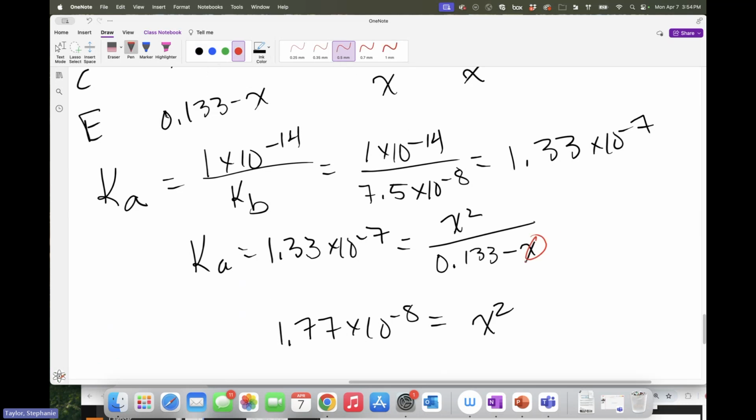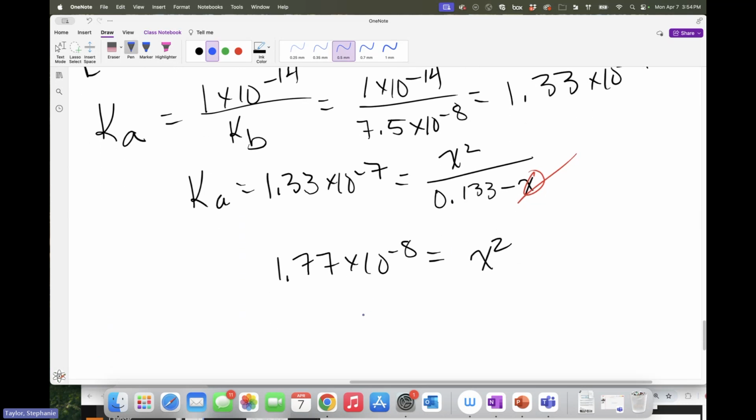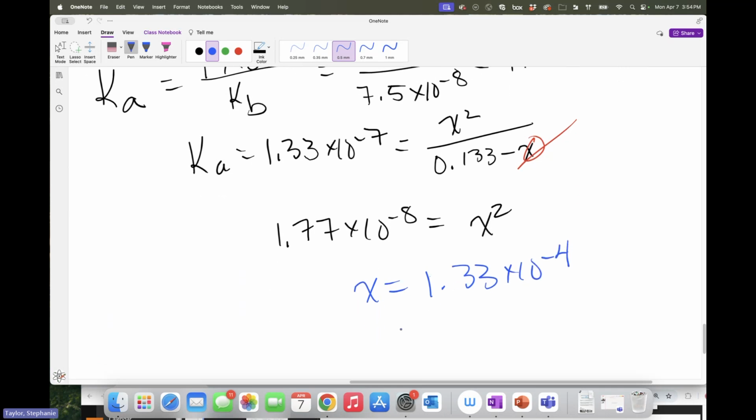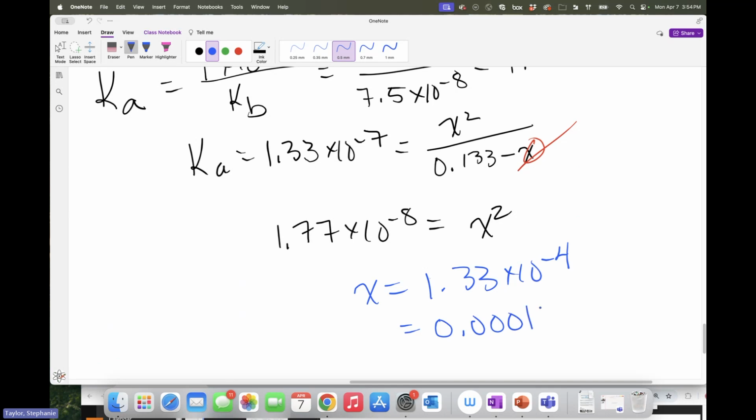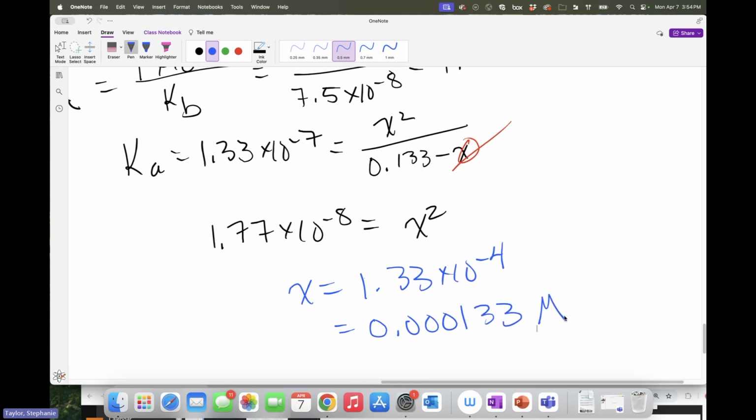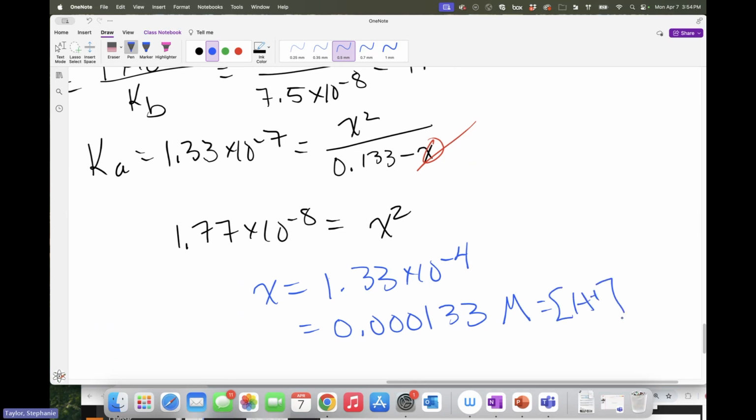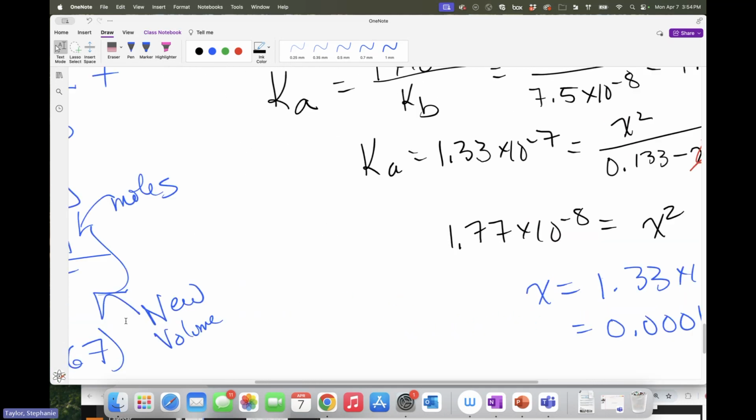I am using the x is small approximation, so that x there is 0. And square rooting it, I get x is equal to 1.33 times 10 to the negative 4, or 0.000133 molar H plus. So this is the contribution that my weak acid makes. My weak acid contributes 0.000133 molar. So what I'm going to do is add my molarities together because essentially it's all H plus.